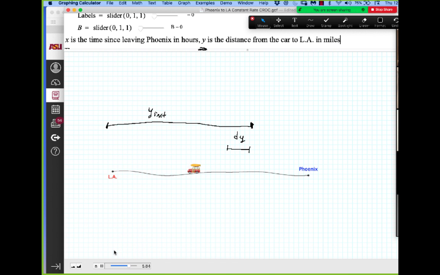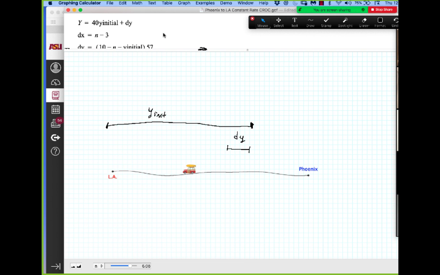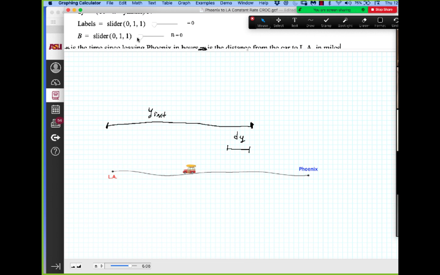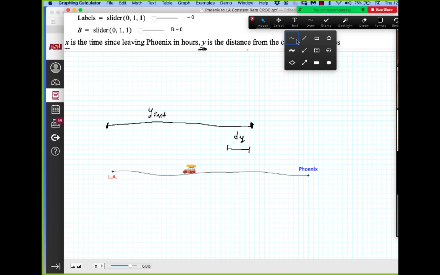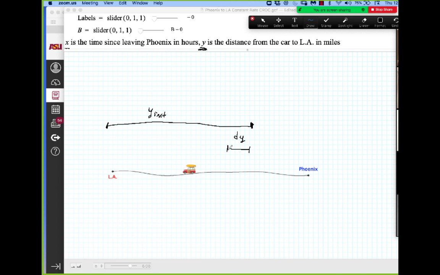Entire distance from where to where? Wouldn't it be from the car to LA? What is y? Y is to LA? Okay. So if we've gone a little bit from our initial and now we're pausing, what is y? Or what's where we're pausing at to LA? The current value, right?